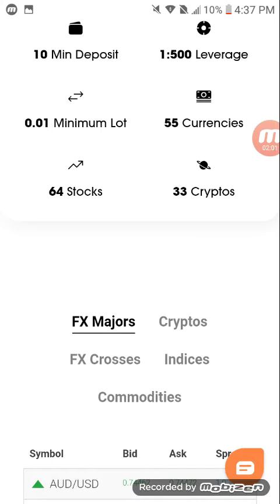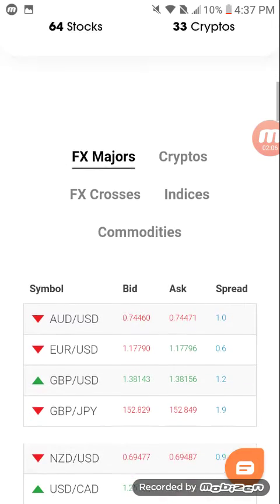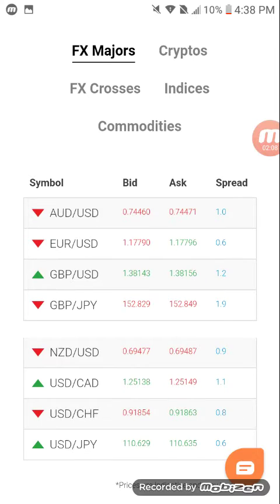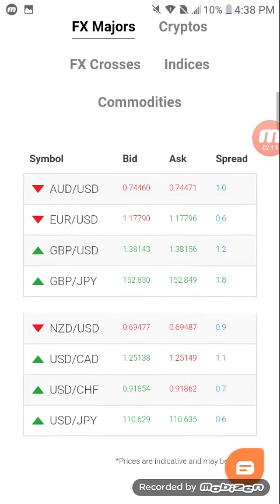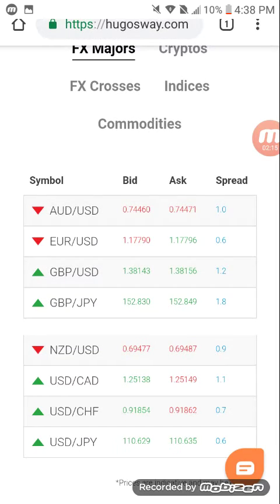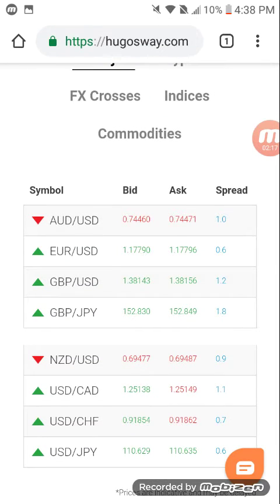All the major pairs, as far as FX majors, will be Aussie USD, Euro USD, GBPUSD, GBPJPY. The major pairs will be like the USDs. So you can trade USD CAD, USD Swiss franc, USD Japanese yen, New Zealand dollar USD. They have all these pairs.